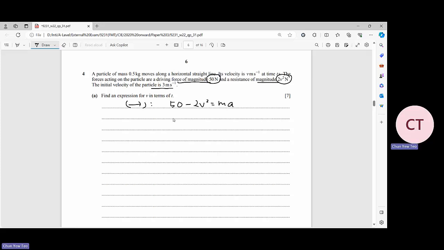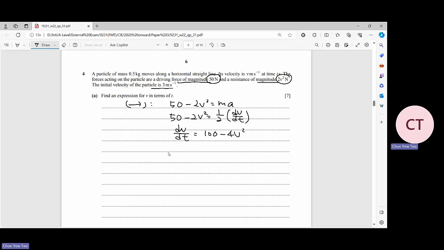So what is your m? 0.5. So 50 minus 2v squared, 0.5 is half. So your a, because we only want it in terms of v and t, I straight away write it down as dv/dt. So from here, I have this relationship that dv/dt is equal to 100 minus 4v squared.